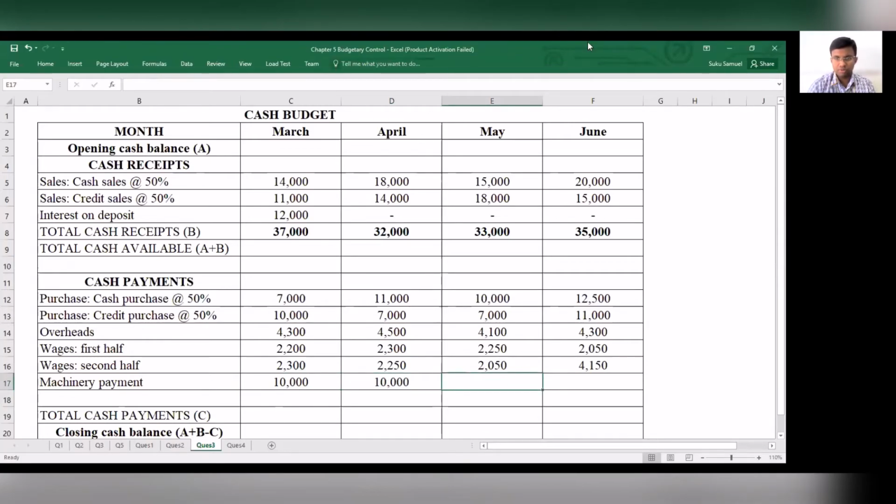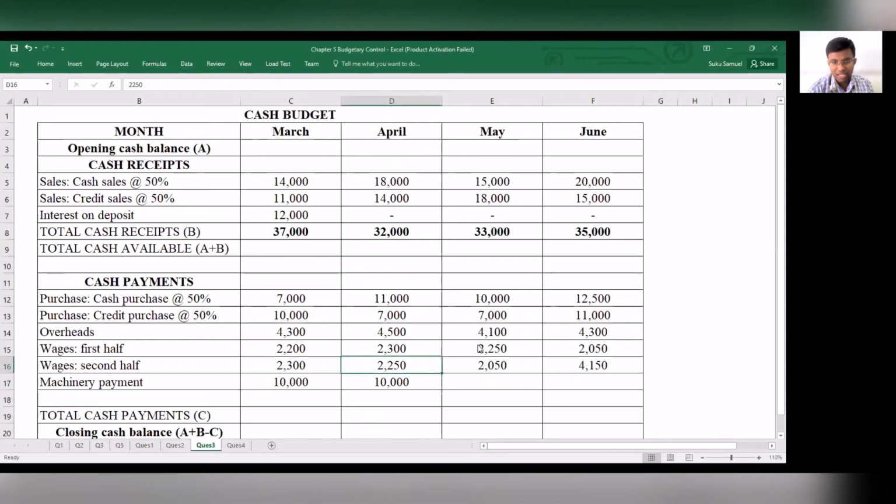In the meanwhile, someone has just brought to my notice, apparently, there's some issue with the April wages. Oh, right. Yeah, thank you for bringing to my notice. I'm afraid I took the inputs from overheads instead of wages. Okay, so let me just quickly correct that.